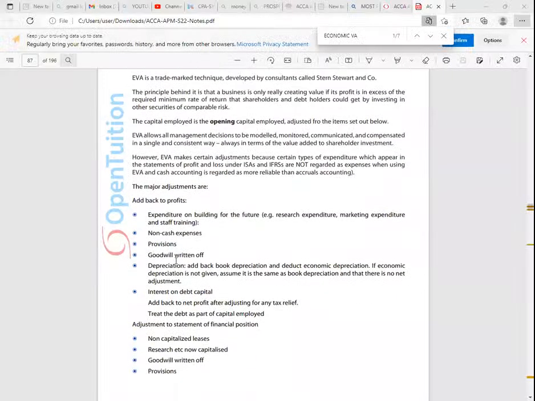So we are told here that all non-cash expenses, ladies and gentlemen, have to be added back. Any provision, a provision is a non-cash expense. Any goodwill written off, depreciation: add book depreciation and deduct economic depreciation. If economic depreciation is not given, assume it is the same as book depreciation and that there is no net adjustment. And then we have interest on debt capital that has to be added back after adjusting for any tax relief. Treat the debt as part of capital employed.